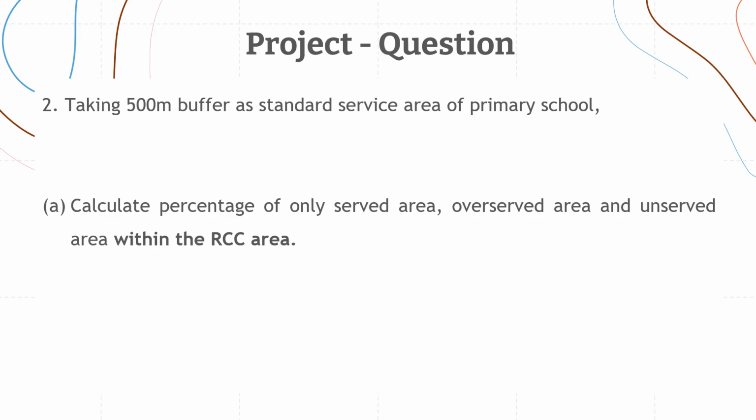Our second question was taking a 500-meter buffer as standard service area of primary school. Then calculate the percentage of only served area, overserved area and unserved area within the RCC area. Let's see how we can work on this.